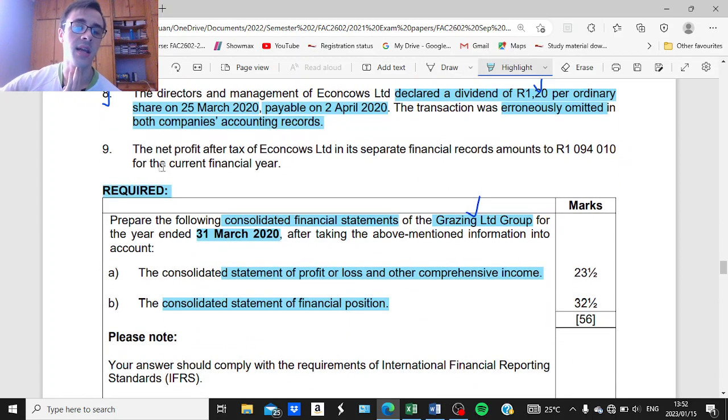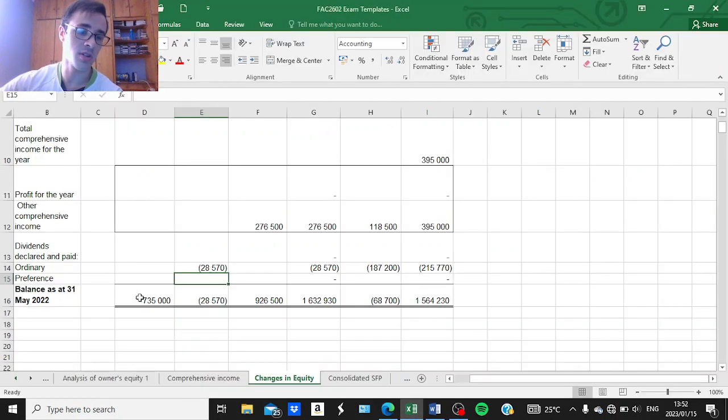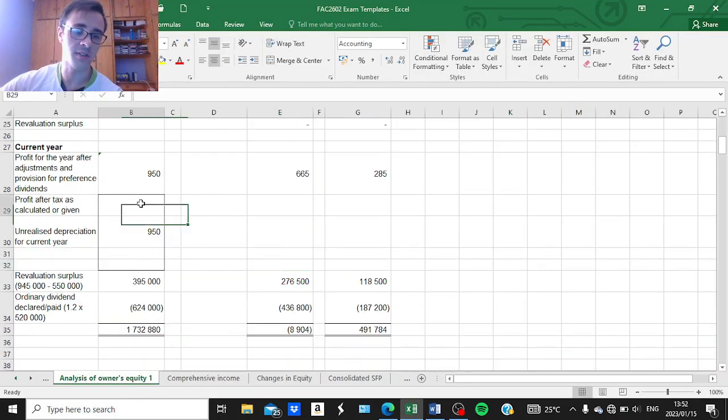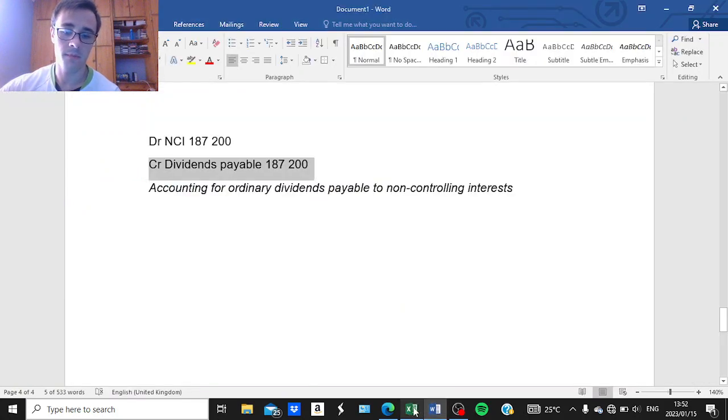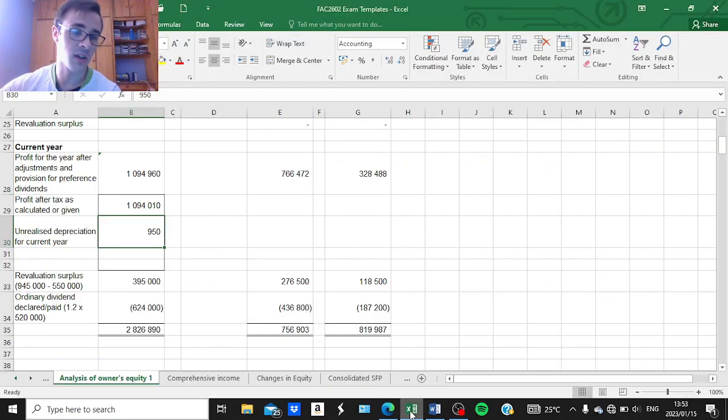And then finally, the net profit after tax of the subsidiary in its separate financial records amounts to 1,094,010 Rand for the current financial year. And we need to disclose this amount in the analysis of owner's equity in the current year section. So profit after tax as given, 1,094,010. Okay, however, you can confirm the correctness of this amount as follows.